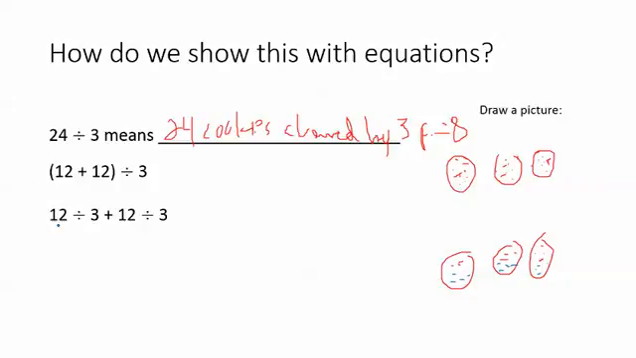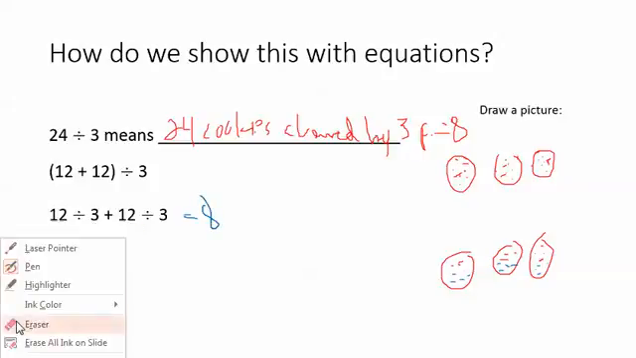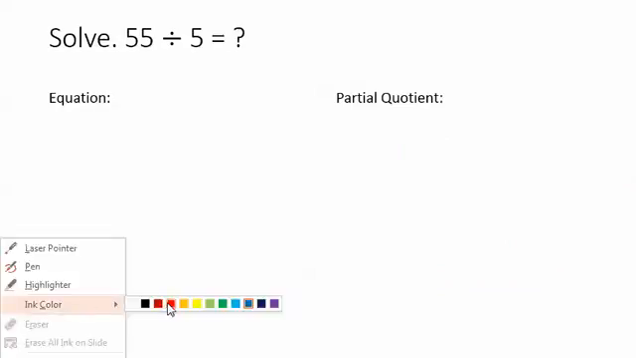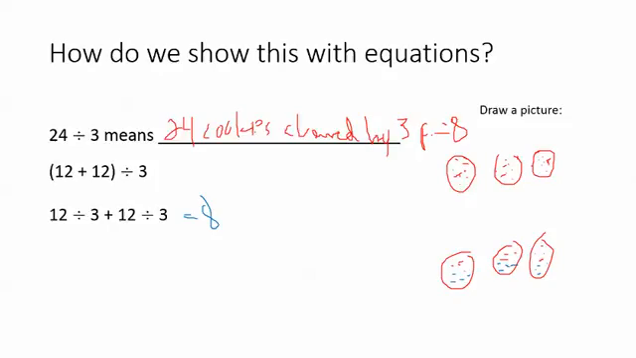But here, it would just be 12 cookies shared by 3 people, and then 12 cookies shared by 3 people again. And now each person still gets 8. So I dwell a little bit on that because I really want the kids to have an anchor for why this is making sense. Okay?